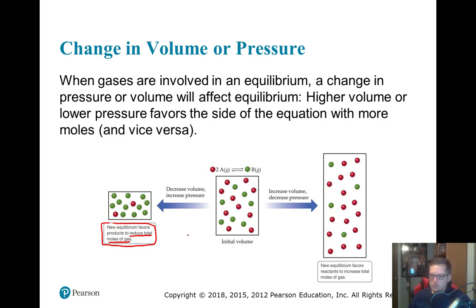Now, if you go the opposite way, you increase the volume and thereby decrease the pressure, you're always going to favor the side that increases the total moles of gas. You can think about it the same way. If you increase the volume, the side that has more moles of gas, this A here, needs two of these molecules to hit each other. If you've increased the volume, you've decreased the pressure. It's less likely for these A molecules to hit each other, so it's less likely for them to have a successful reaction. So therefore, it's going to shift to that side.